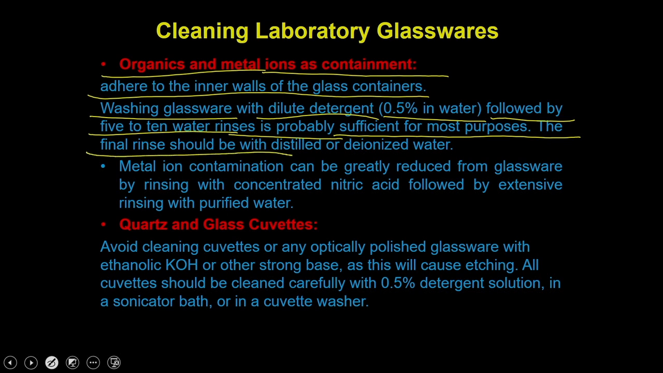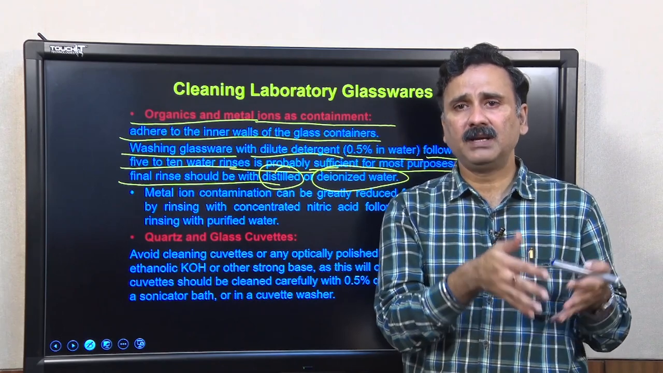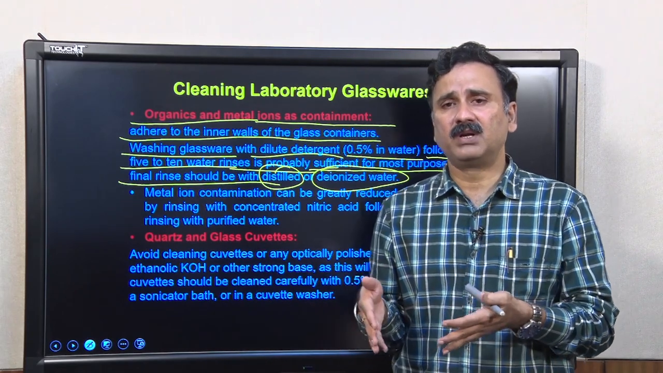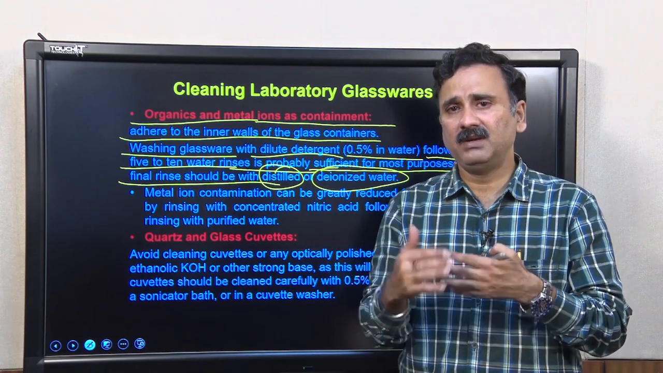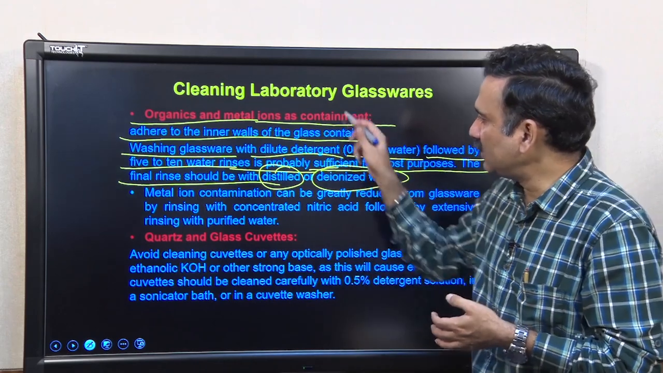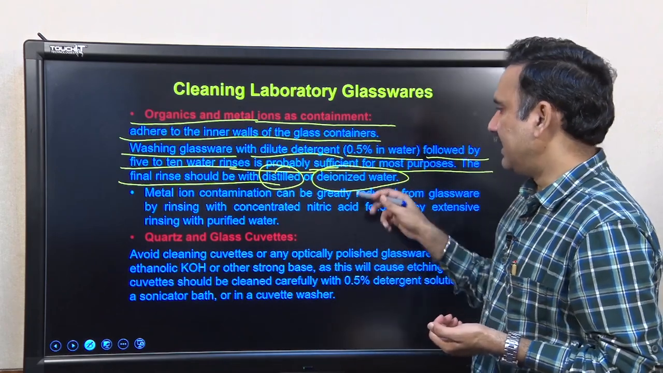You remember that you have to always rinse with distilled or deionized water, because ultimately you want to remove all the material, so that there should be no case where you have removed the organic as well as the metal ions, but now the detergent you used for cleaning is present. So the removal of the contaminant is important, but at the same time you should not have the cleaning agent remain there, because then it becomes a contaminant again. So you have to very thoroughly wash the glasswares with distilled water as well as deionized water.